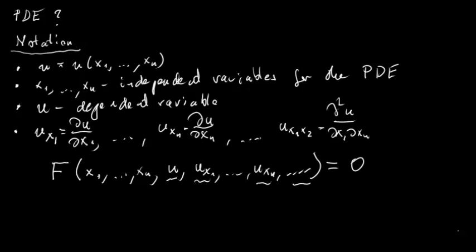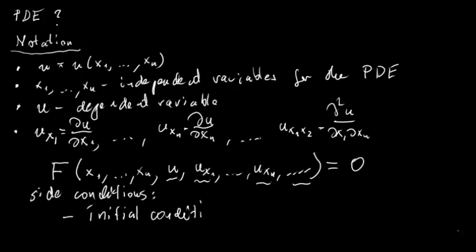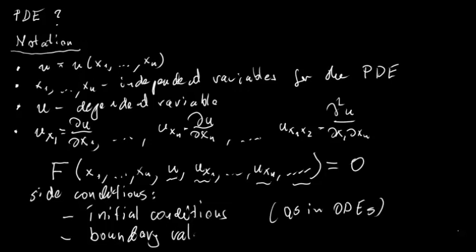A partial differential equation is usually supplemented with some side conditions. This could be initial conditions, as in the case of ordinary differential equations, or boundary value conditions. So if we speak about a PDE, we usually have in mind a functional relation between u, the unknown function, and its partial derivatives. And this functional relation is supplemented by initial conditions or boundary conditions.